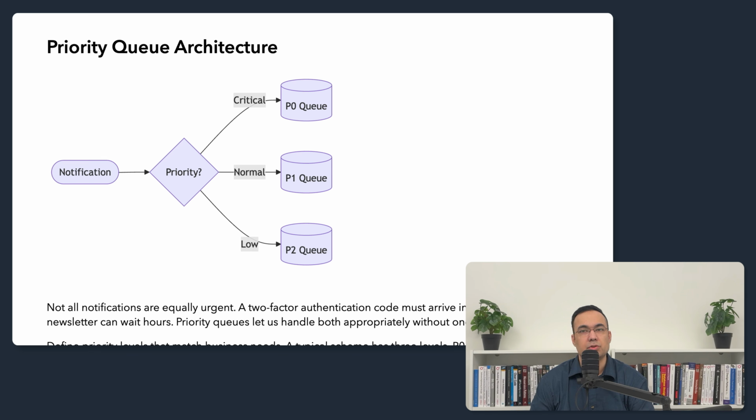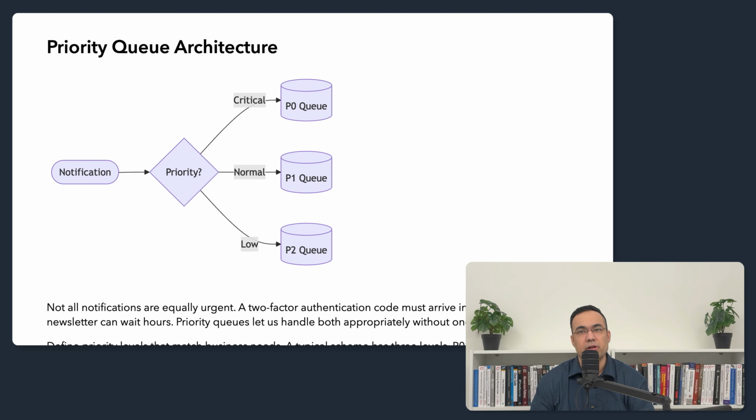Worker allocation should also match priority SLOs. If your P0 SLO is delivered within 5 seconds, ensure enough P0 workers to drain the P0 queue faster than it fills. Monitor the queue depth by priority. Alert when the P0 queue depth exceeds the limits, like more than 100 messages waiting.